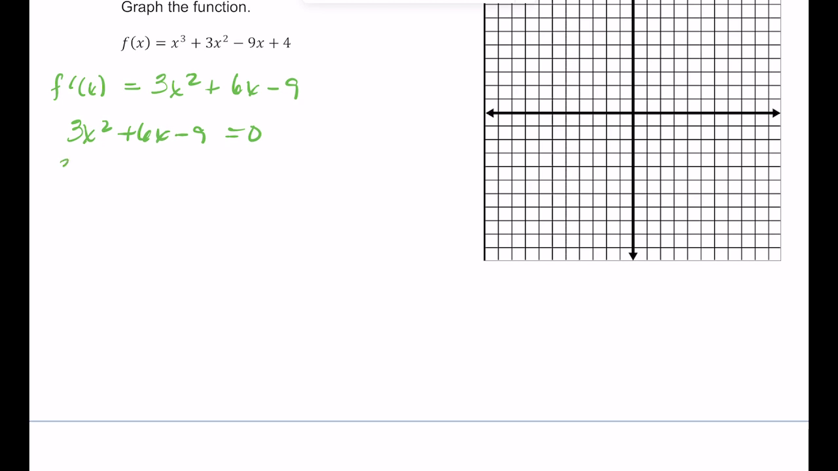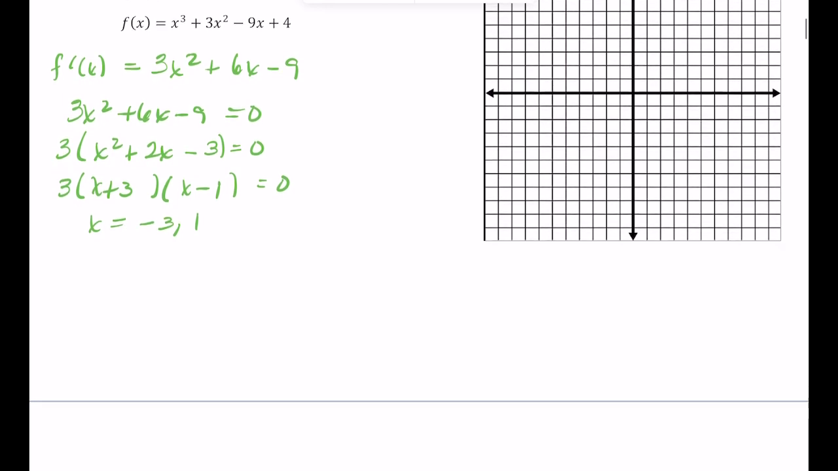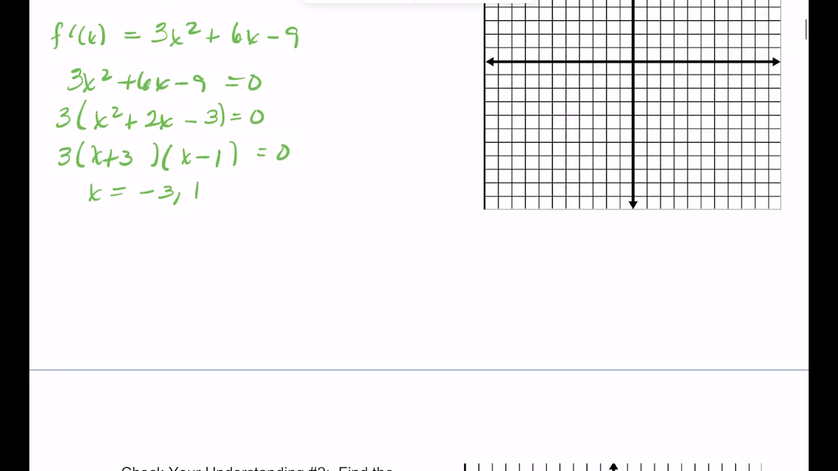And I can factor this. So first I would factor a 3 out and I'm left with x squared plus 2x minus 3 equals 0. And then I can factor my trinomial into x plus 3 times x minus 1. So I get these two values, negative 3 and 1, after I set each of these quantities equal to 0. Okay, each of these is going to be a critical point. So I want you to visualize a number line. Here's negative 3, here's 1. Okay, they're my two critical values.